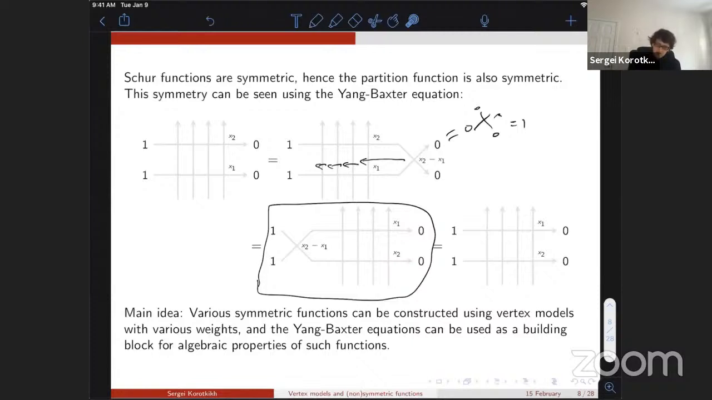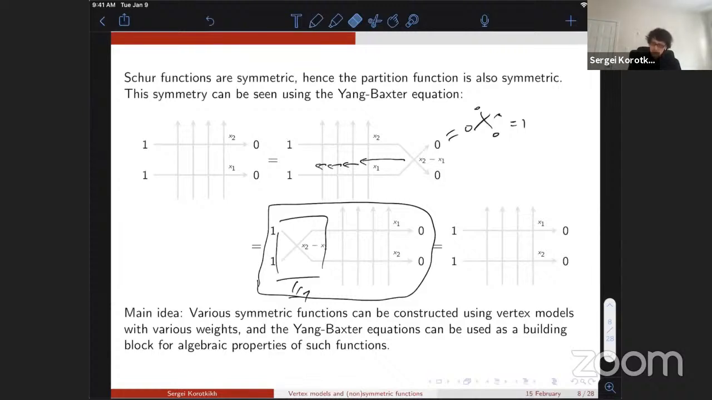And now again, this additional vertex will be trivial because of the boundary condition consisting of 1, 1 on the left. So it will be again one, and I can forget about it. And the result will be the same partition function, but with x1 and x2 exchanged.